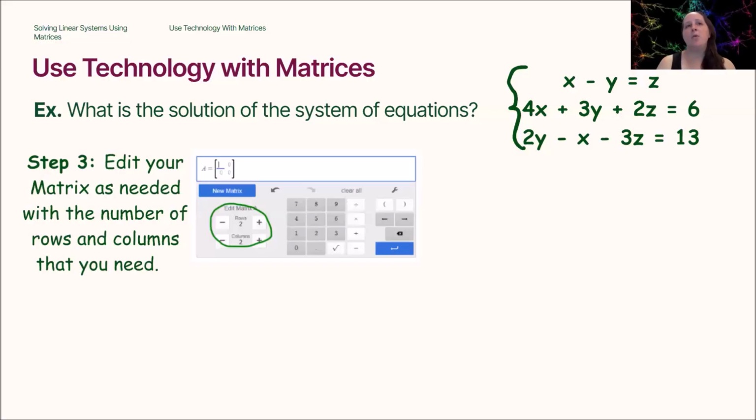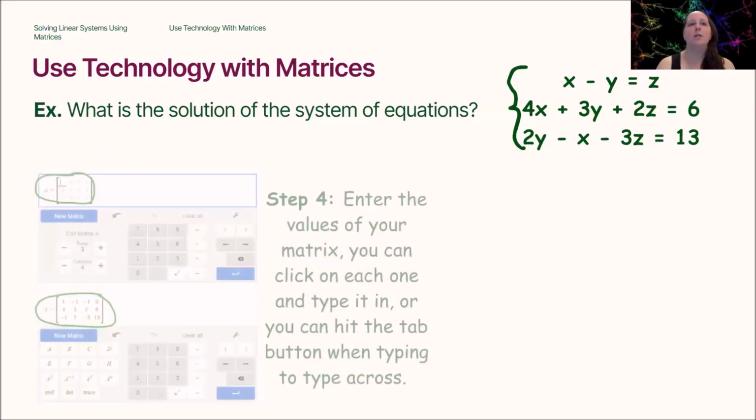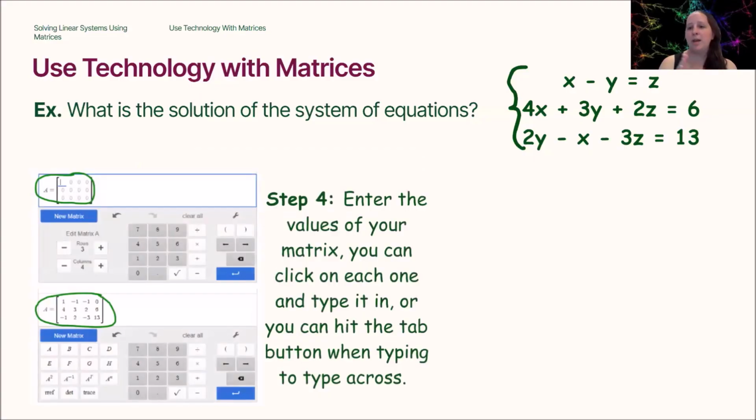You're going to create that matrix and edit it as needed with the number of rows and columns that you need. In this case, I'm going to have 3 rows and 4 columns. Then I'm going to enter each of my values into my matrix: 1, -1, -1, 0, 4, 3, 2, 6, -1, 2, -3, 13. You can click on each one, or you can hit the enter button. There's a bunch of different ways to do it.